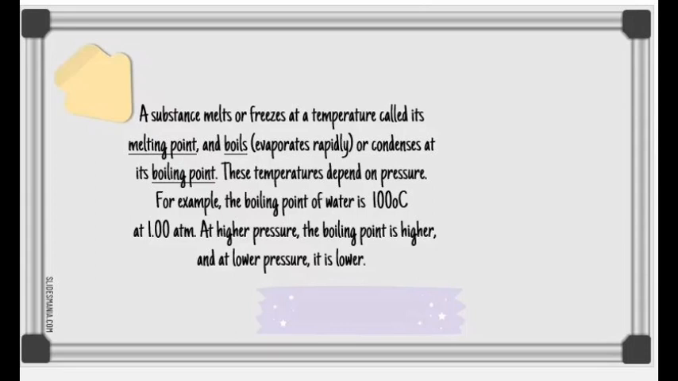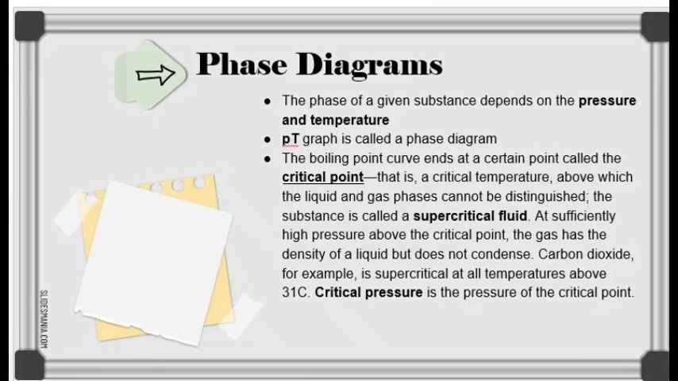So a substance melts or freezes at a temperature called its melting point and boils or condenses at its boiling point. Then ang sabi ay nakadepende yung temperature sa pressure. So kung the higher the pressure is, ang melting point and boiling point ay mag-higher din. Then kung mag-low pressure naman, maglo-low din yung melting point at boiling point. So, nakadepende yung phase of a given substance sa pressure and temperature.